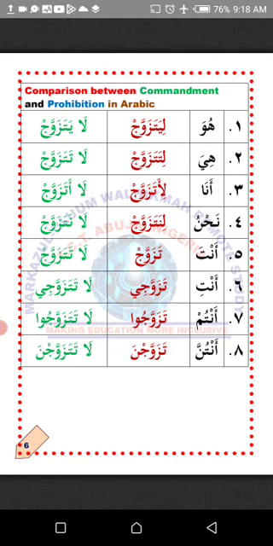Number five: أنت, you, representing a single male person. تزوج, get married. لا تتزوج, don't get married. Number six: أنت, you, representing a single female person. تزوجي, get married. لا تتزوجي, don't get married. Number seven: أنتم, all of you, referring to a group of male persons. تزوجوا, you should all marry. لا تتزوجوا, you should not marry. Number eight: أنتن, all of you, referring to a group of female persons. تزوجن, you should all get married. لا تتزوجن, don't get married, talking to a group of female persons.